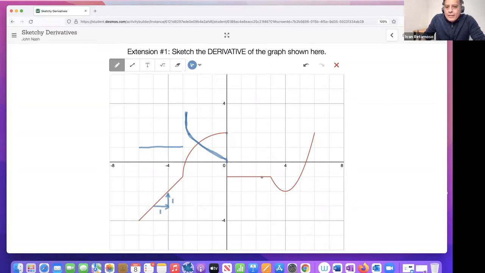Then here, constant, derivative of a constant function is zero, right? So here definitely the derivative should be zero, a constant function, right? Then decreasing here, derivative negative, so decreasing negatively. And then suddenly here, zero, right? So there's going to be a jump there, right? So derivative here, definitely zero.